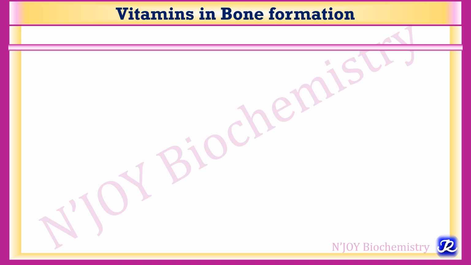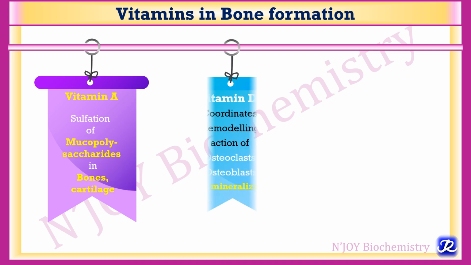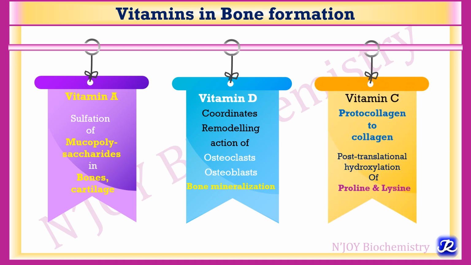There are three vitamins which are involved in bone formation, and the first one is vitamin A. How is it involved in bone formation? It is important for sulfation of mucopolysaccharides in bones and cartilage, and that's how it plays a very important role in bone formation, and its deficiency will lead to manifestations which involve bone. Vitamin D also has a very important role because it coordinates the remodeling action of both osteoclasts and osteoblasts, and it has a very important role in bone mineralization. Vitamin C has a role in formation of collagen from protocollagen, because it is involved in the post-translational hydroxylation of proline and lysine, and also the osteoid. So that's how vitamin C plays a very important role in bone formation.